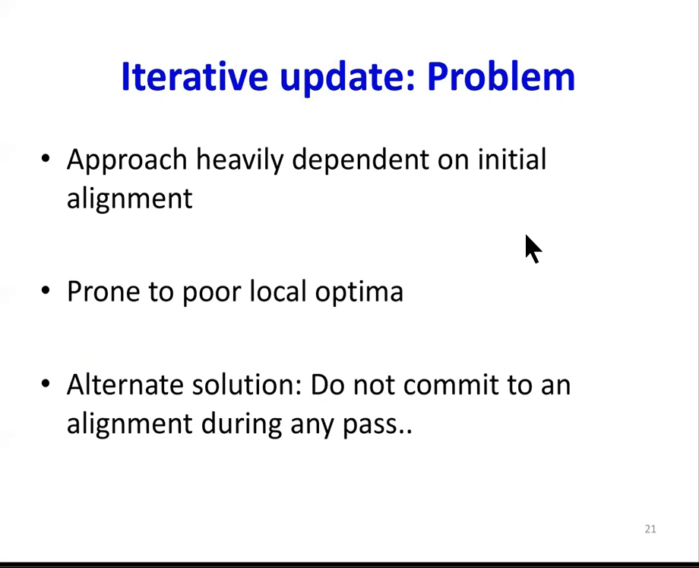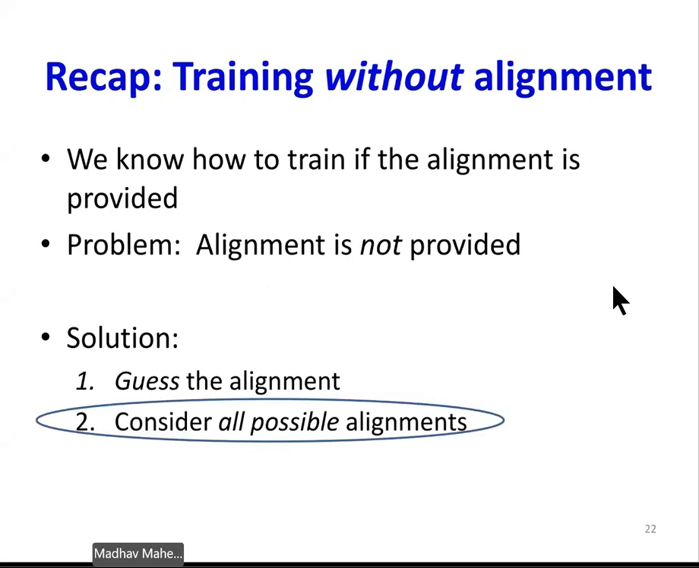The problem with this approach we saw was that it's heavily dependent on the initial alignment. And if the initial alignment is poor, you're going to end up with poor local optima and bad models. So the alternate solution we claimed in the last class was to not commit to an alignment in any pass. So how can we do this? We're going to consider all possible alignments.